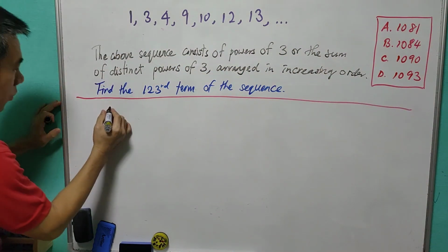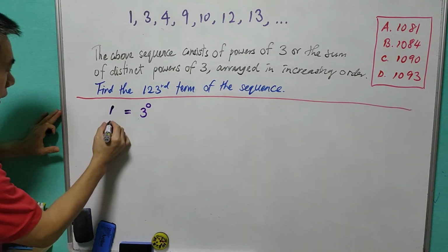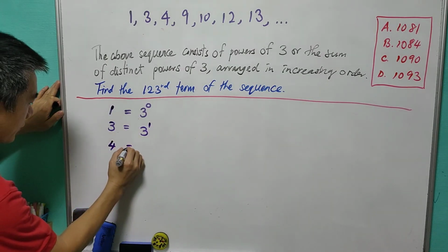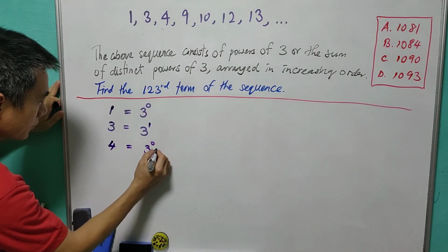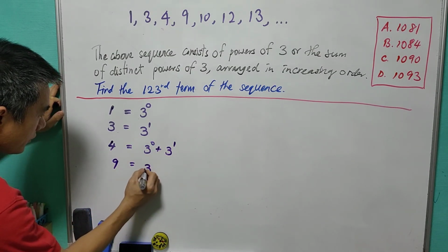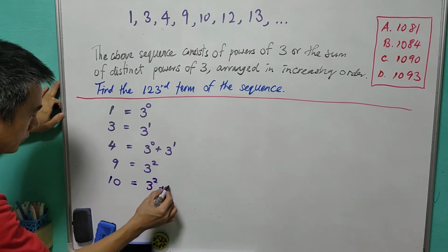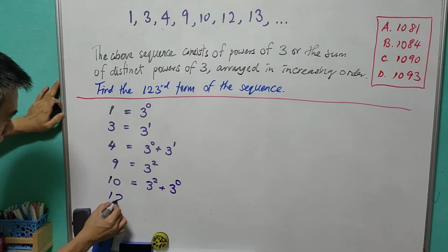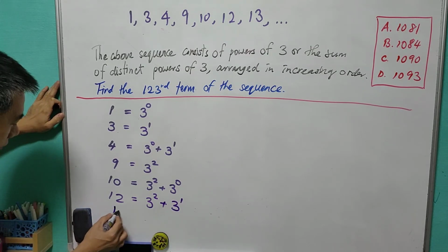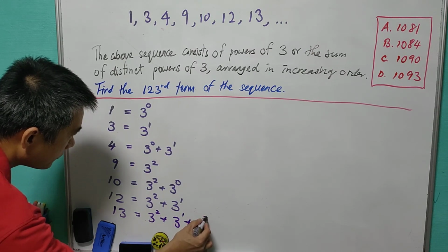Now, when you write 1 as 3 to the power 0, we are done, and 3 is 3 to the power 1. 4 can be written as 3 to the power 0 plus 3 to the power 1, and 9 is 3 to the power 2. 10 is 3 to the power 2 plus 3 to the power 0. 12 is 3 to the power 2 plus 3 to the power 1, and 13 is 3 to the power 2 plus 3 to the power 1 plus 3 to the power 0.